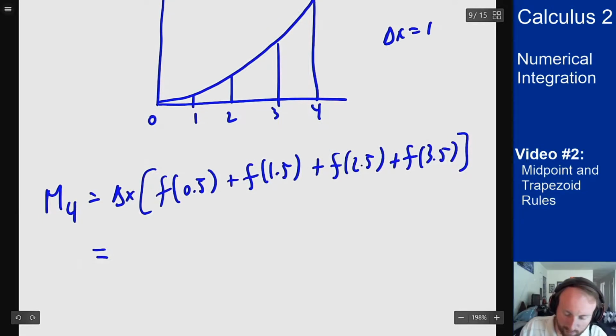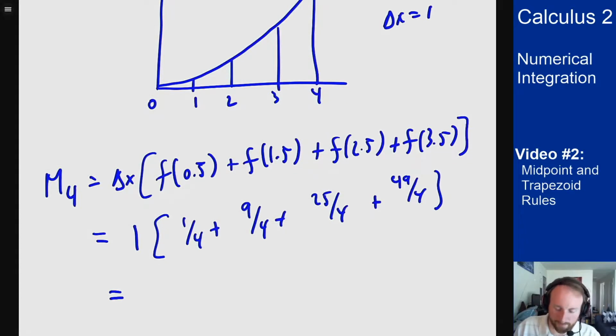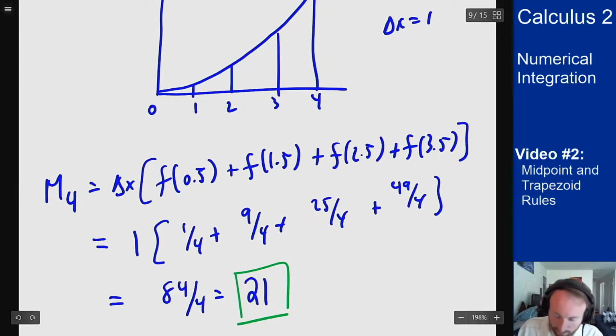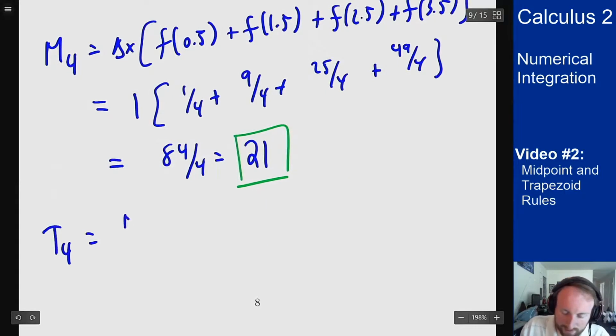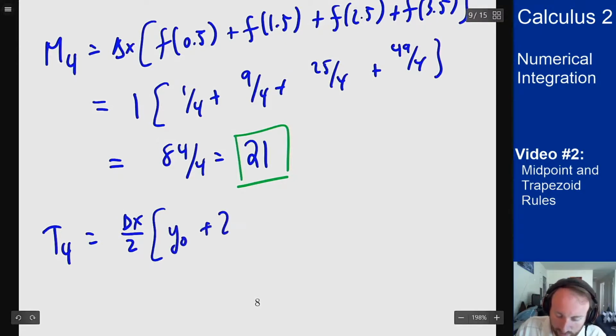But what is this? This is 1/2 squared, so 1/4. This is 3/2 squared, so 9/4. 5/2 squared, and then 7/2 squared. If you add all that up, that comes out to 84 over 4. We can do the same for T4. For T4, I'll get a delta x over 2, but now I only care about the endpoints, not the midpoints. So it's y0 plus 2y1, 2y2, 2y3, and then y4.